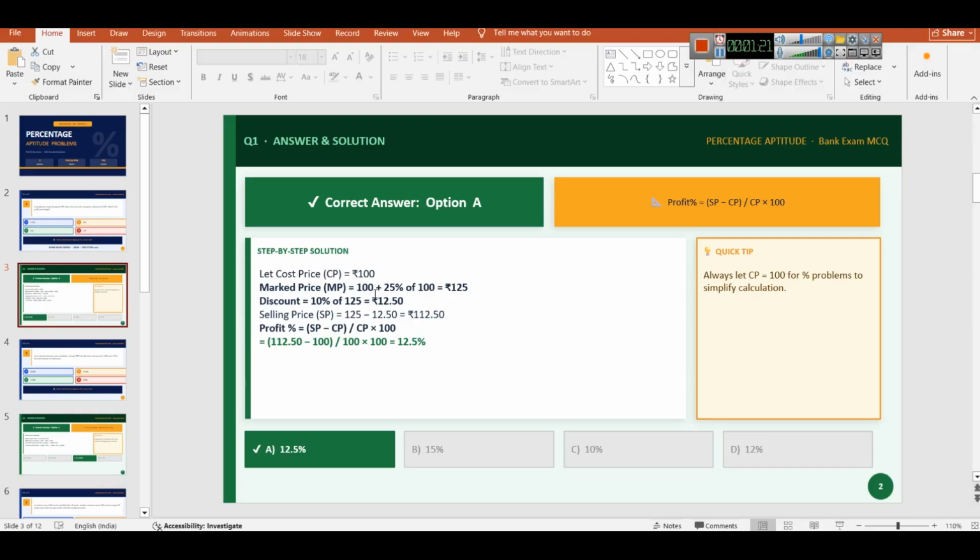Marked price equals 100 plus 25% of 100, that is 125. Discount is 10% of 125, that is 12.50. So selling price will be 125 minus 12.5, that is 112.5. And these types of questions can be solved without using pen and paper. You can solve it in your mind. Remember, profit percentage is selling price minus cost price, divided by cost price, into 100.